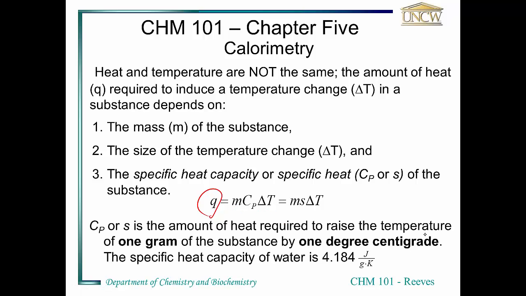Cp, or S, is the amount of heat required to raise the temperature of 1 gram of the substance by 1 degree centigrade. It turns out that the specific heat of water is exactly 1 calorie per gram per degree. That's actually the definition of a calorie, or 4.184 joules per gram per degree. And it's worth saying at this point that since the size of a degree in the Kelvin scale is the same as the size of a degree in the centigrade scale, you can use either scale to calculate the change in temperature. You can't use centigrade when the process requires you to know the absolute temperature. That has to be in Kelvin.